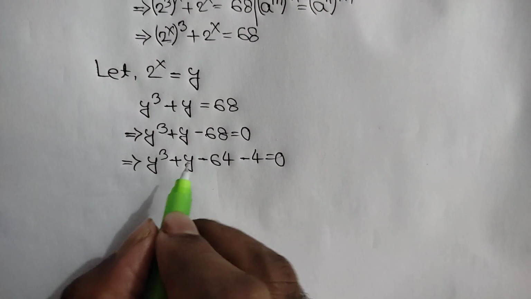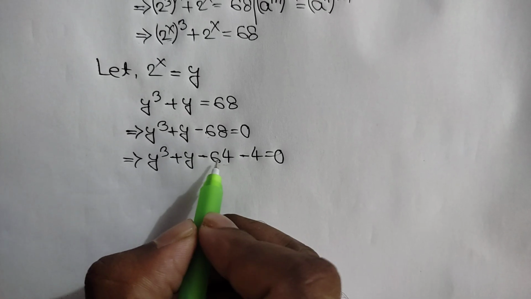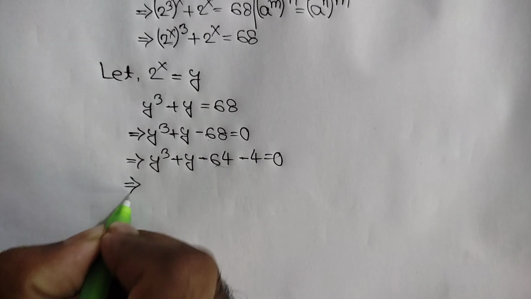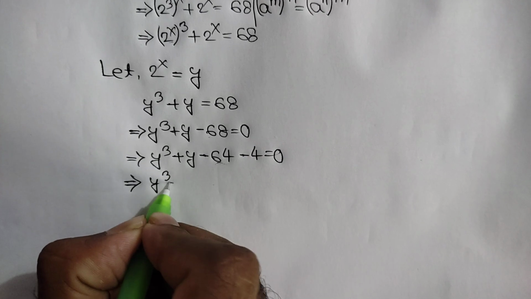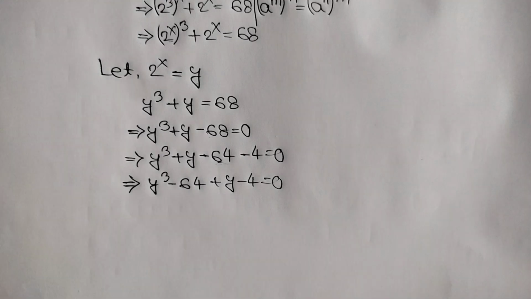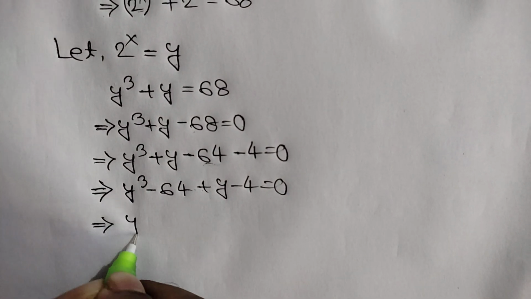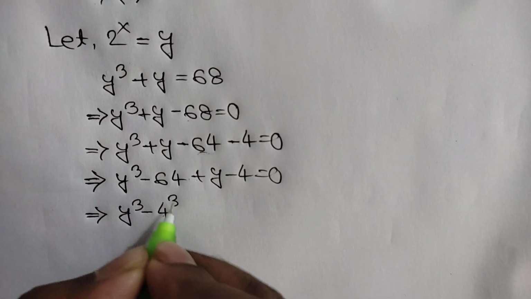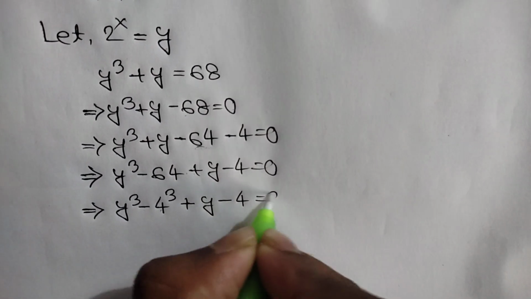Attention here, the nearest cubic number to 68 is 64. So we will write here 64 and 4. Rearranging it, we write y cube minus 64 plus y minus 4 is equal to 0, or y cube minus 4 cube, because 4 cube is the same as 64, plus y minus 4 is equal to 0.